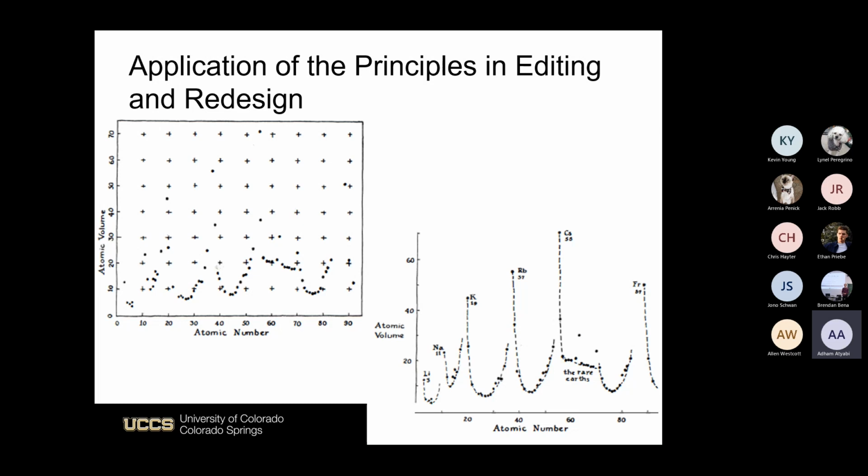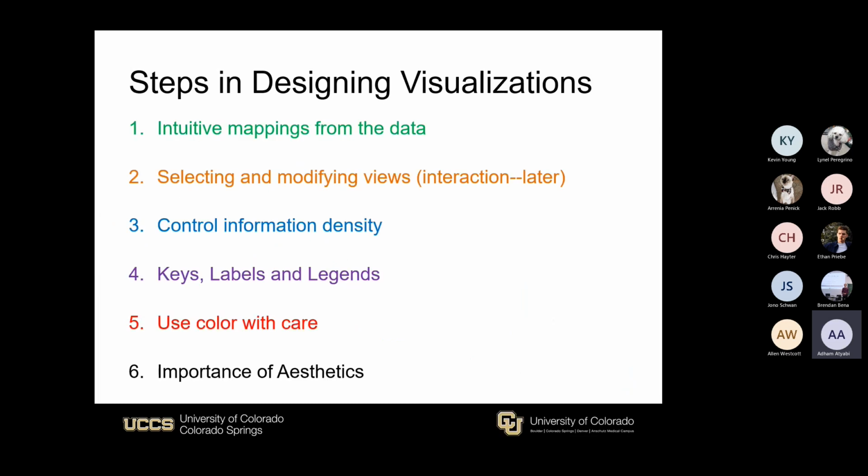Now, the last thing that we want to talk about today is going to be the steps in designing the visualization. There are going to be 6 steps. Starting with intuitive mappings from the data, then selecting and modifying the views, then controlling information density, then work on keys, labels, and legends, and decide whether to add them and how to add them and so on. Use color with care. We talked about that before. And then capture the importance of aesthetics. Now let's go through them one by one.